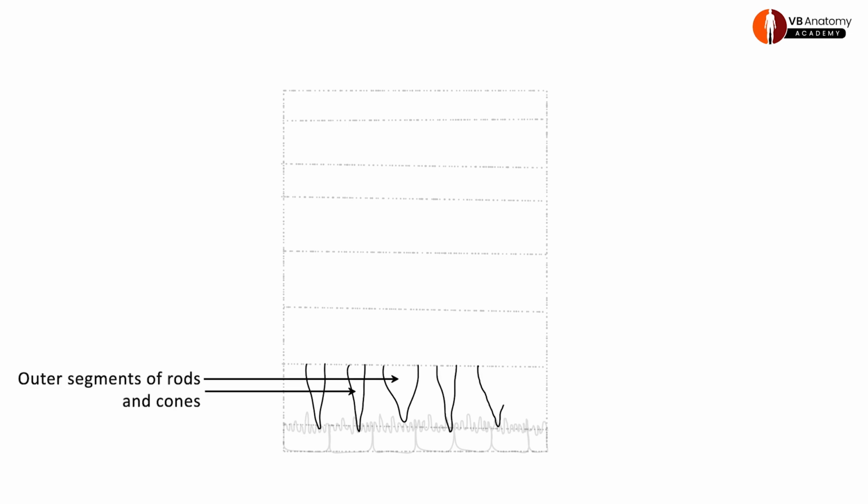The next structure we are drawing are the outer segments of rods and cones. Outer segment of rod is thin and long. That of cone is almost conical and triangular. So here observe the difference in their thickness. So these are the outer segments of rods and cones.